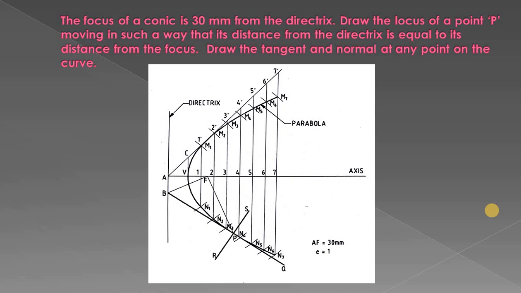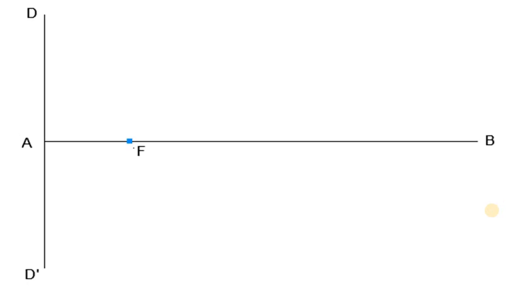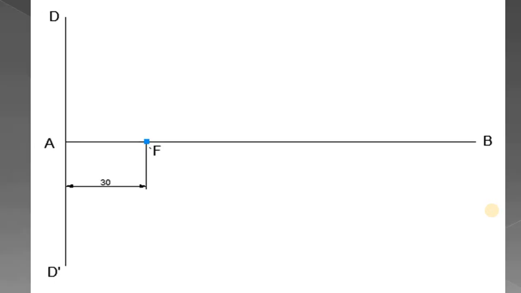So let us see step by step. First step, as usual in the ellipse, draw a vertical and a horizontal line such that they are at 90 degrees. The vertical line is marked as D dash and the horizontal line is marked as AB. D dash is the directrix and AB is the horizontal line. Then mark the focus, the fixed point F, 30 mm from A, as given in the problem. So mark F 30 mm from A, that is, 30 mm from the directrix line.